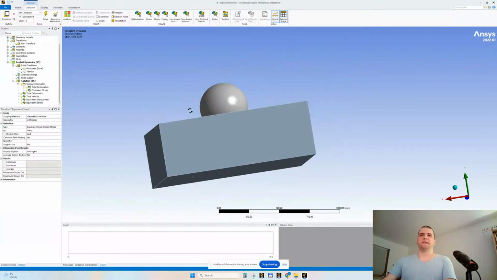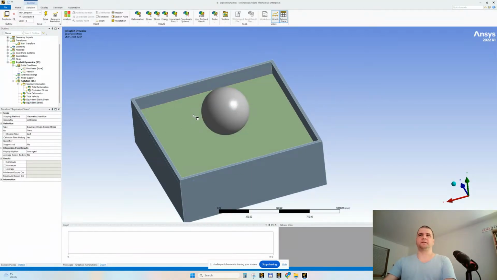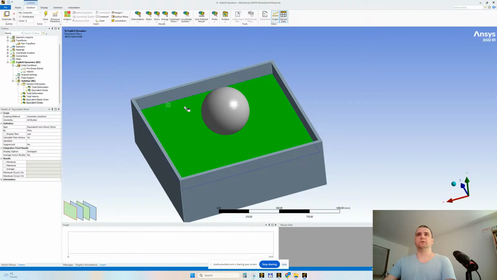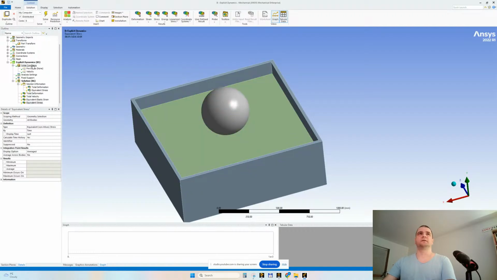So we have everything Lagrangian at this moment, yes, but the topic of the presentation is coupled Eulerian-Lagrangian. Yes, we will go for Eulerian in the next minutes. So please have some patience. Save.